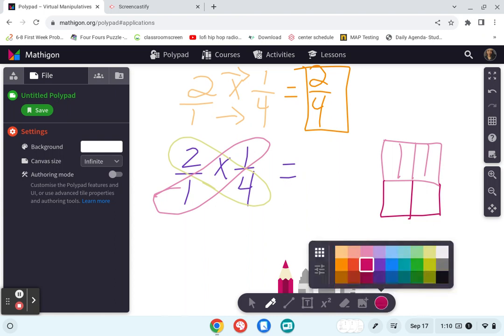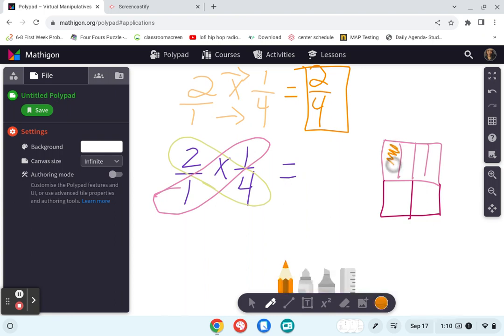And if you're a little confused, here is 2/4 up here, right? But it's the same as 1/2. So I know that 2 is 1/2 of 4. So here's my new problem, 1/1 times 1/2.